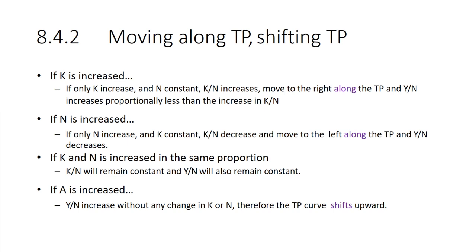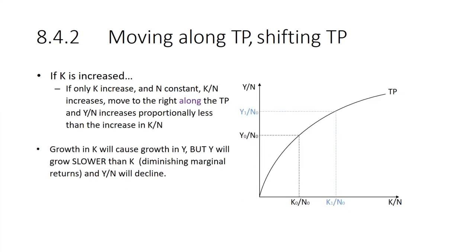If technology is increased, then your output per capita will increase without any change necessarily to capital or to labor, and because of that, your entire total production curve will shift upwards, resulting in a higher output per person without a change to your capital-labor ratio. We're now going to look at each of these separately and show you how we can draw the diagrams around these curves.